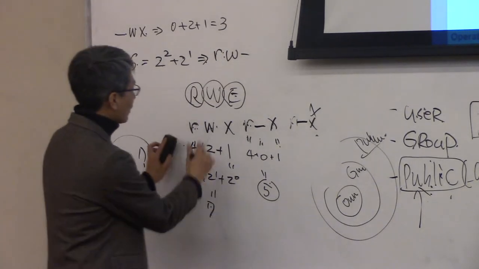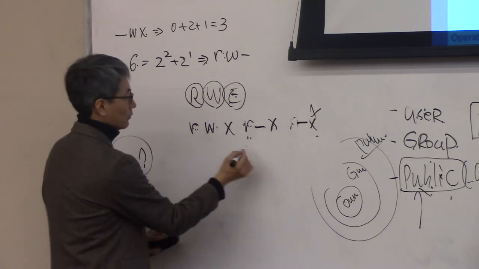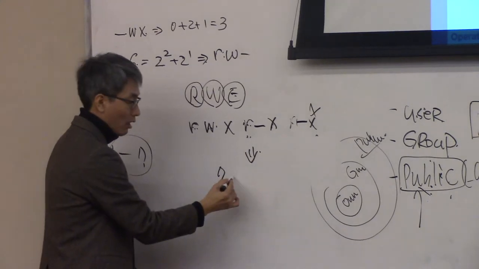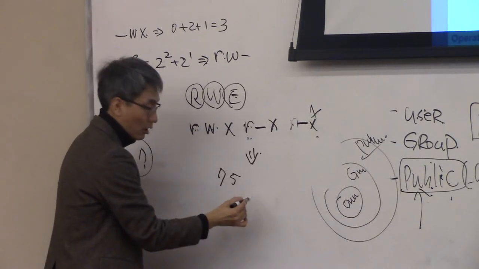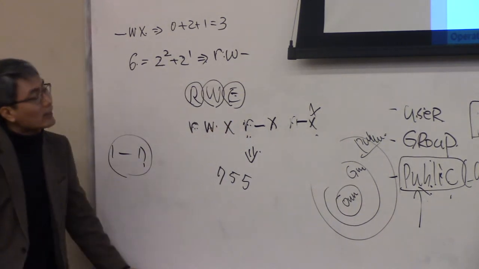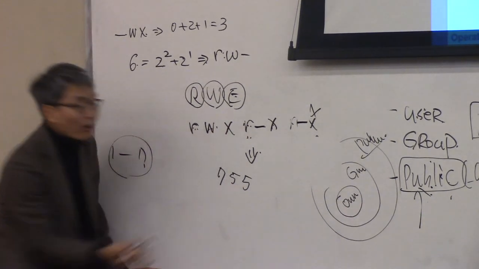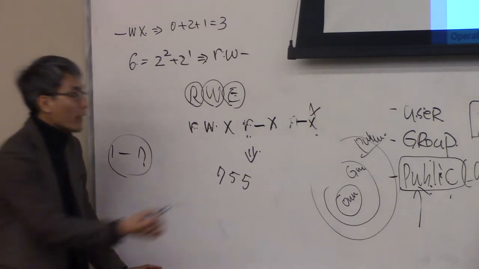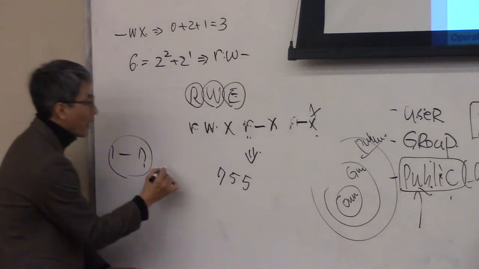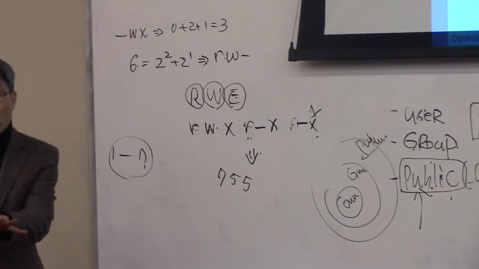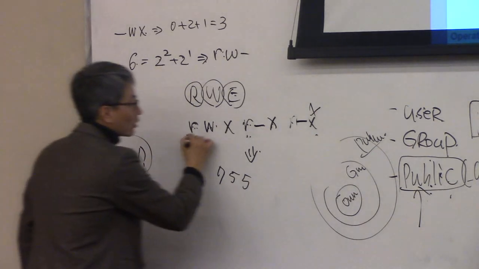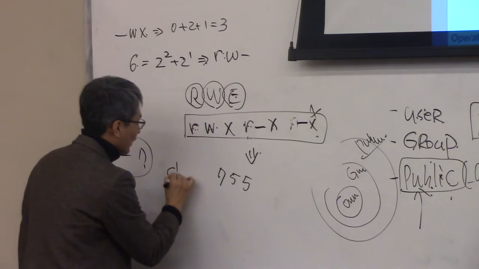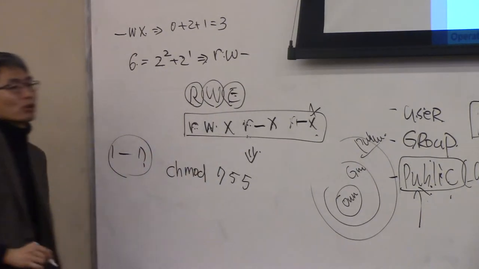So, for example, this one all together: this is a 7, this is a 5, this is a 5. So rwx, r-x, r-x is equivalent to 755 in the binary code. Then, how can you use this? There is a command. If you want to set up, decide the access permission of a specific file, that is the chmod command. You can use chmod.